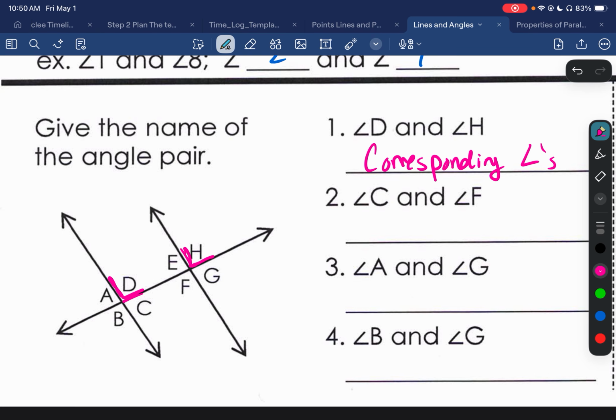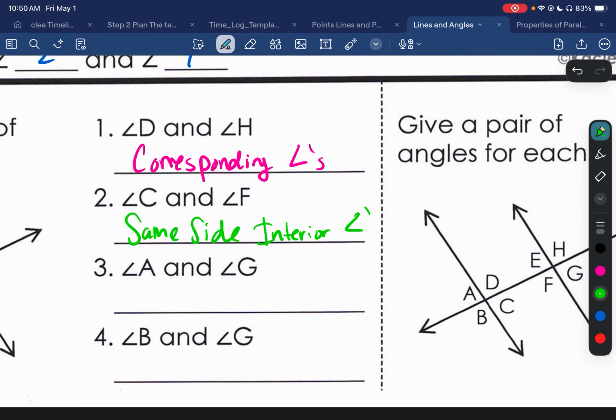All right, cool. Let's do C and F. I'm looking at C. I'm looking at F. Those are on the same side of my transversal, so I know it's same side. And then those are inside of my parallel lines, so they're called interior. Interior, and I'm going to use my little angle marks.